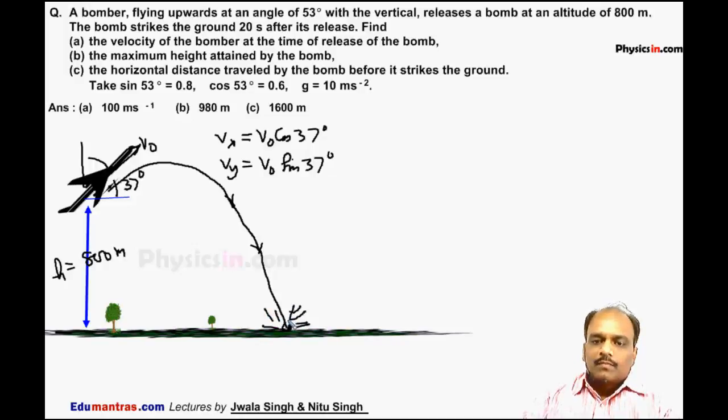This is the point where the bomb will fall. The velocity of the bomber at the time of release of the bomb, so we have to calculate V0. First we will solve this V0. Now we know the initial velocity of the bomber.